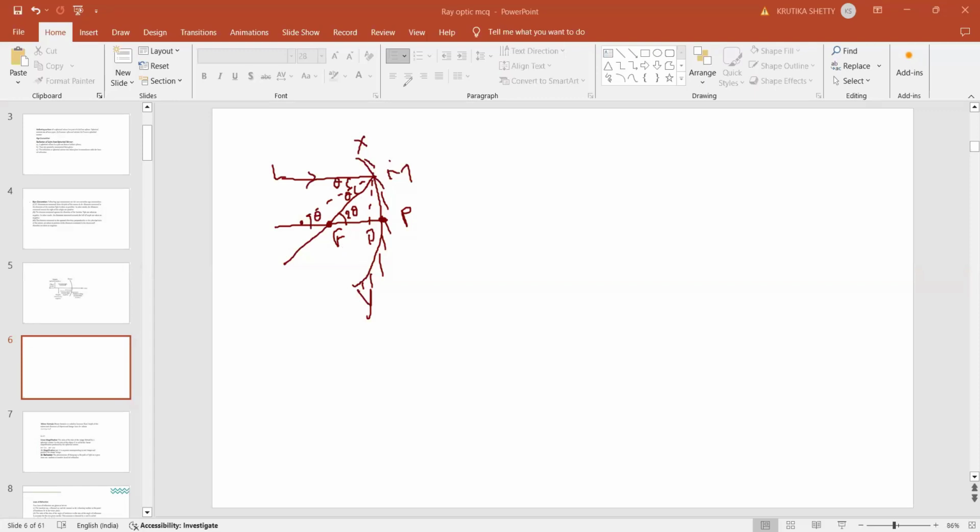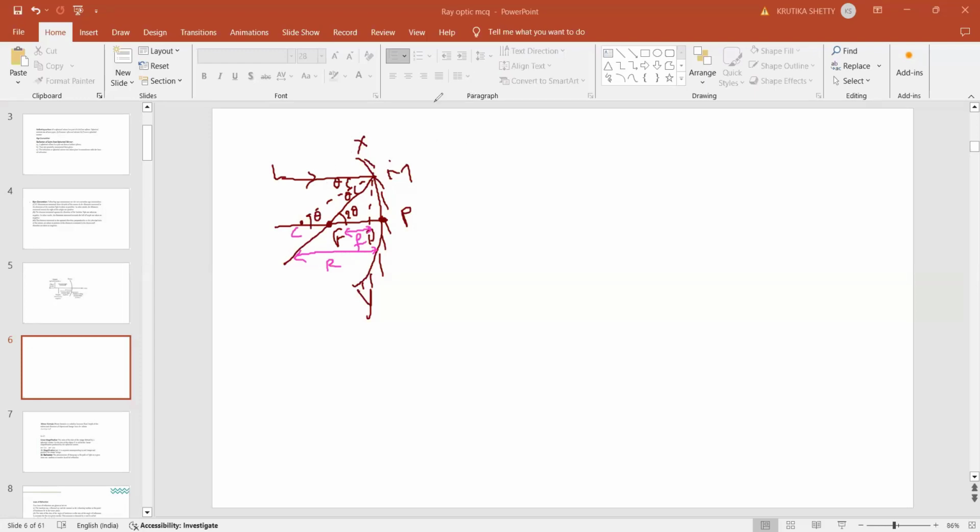The next, so this is the center of curvature point. You know that the distance between the center of curvature and the pole is called the radius of curvature. The distance between the pole and the focus is called the focal length. Okay, so now from the figure.